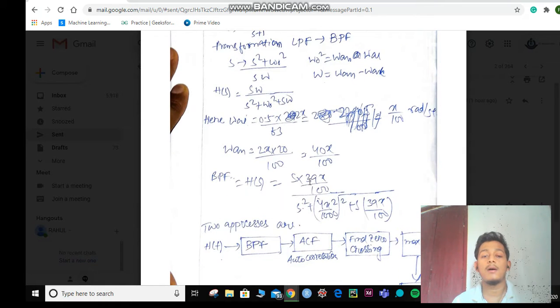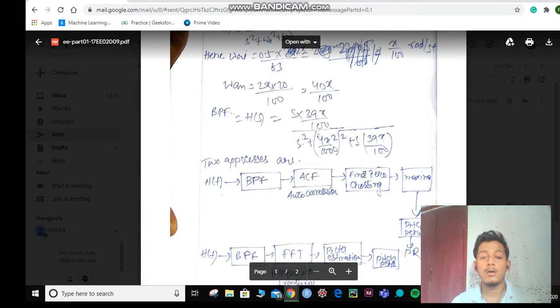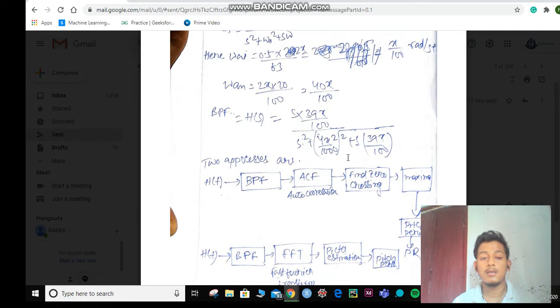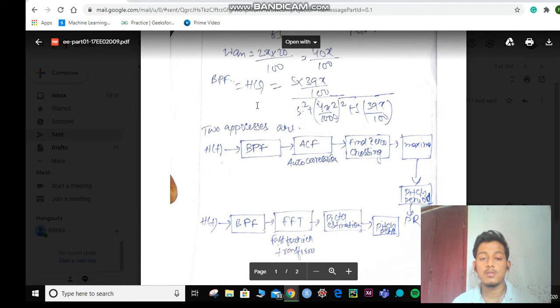So by this we can calculate omega L as 0.5 into 2π divided by fs equals 100, so this will be π by 100. And omega H equals 2π into 20 divided by 100, that is 40π divided by 100. So we know this, and the transfer function can be computed like this. So this transfer function will be this.